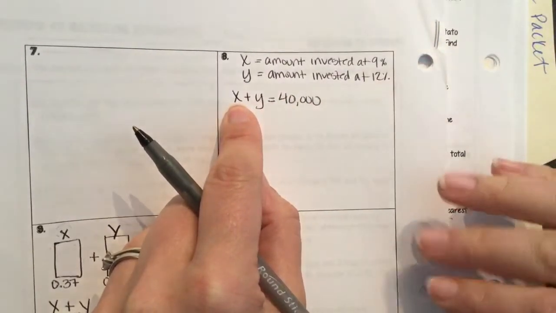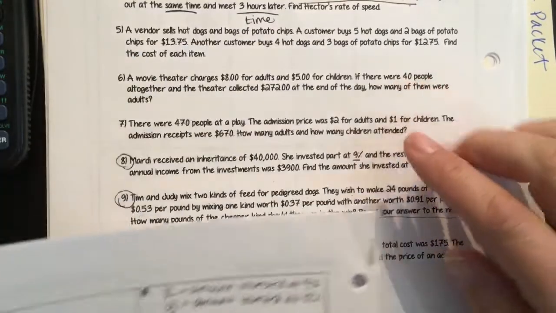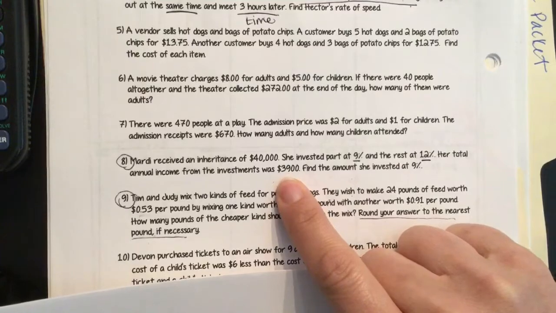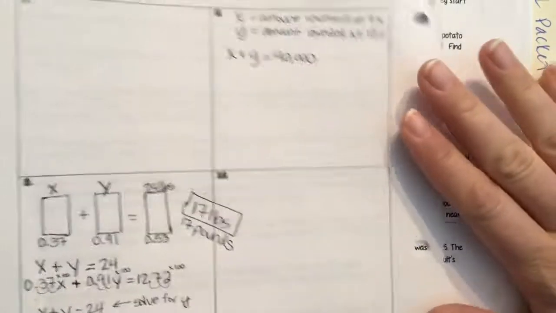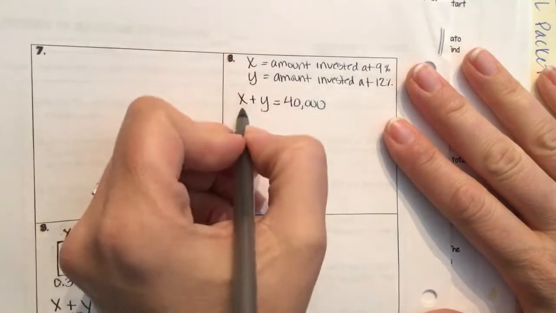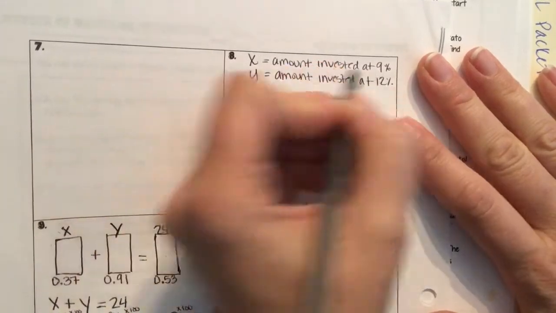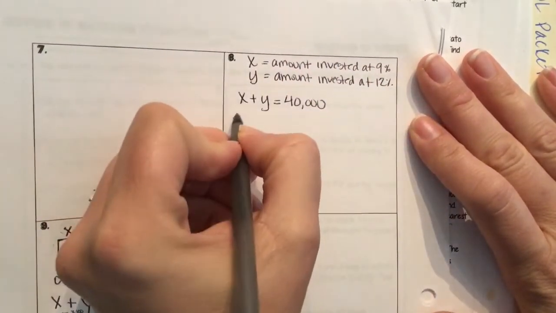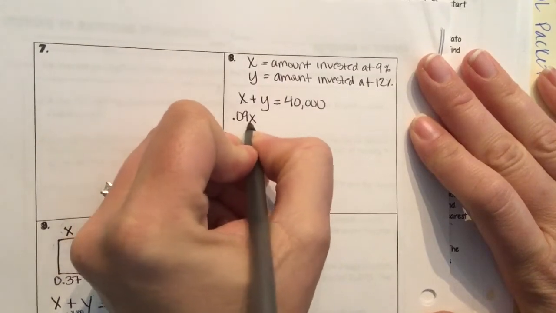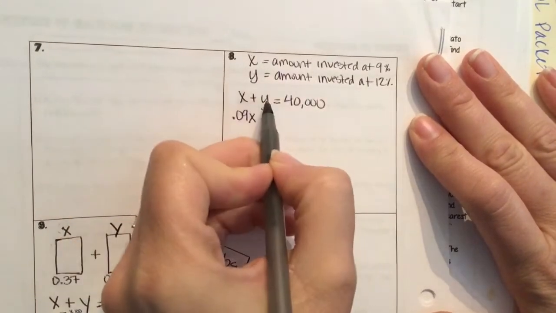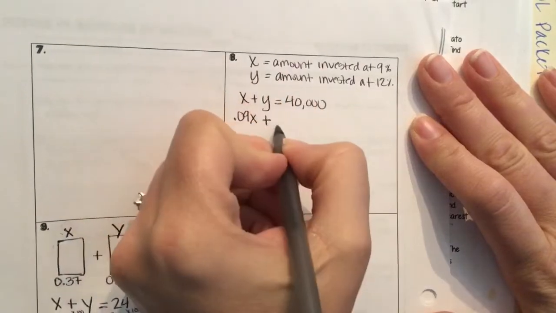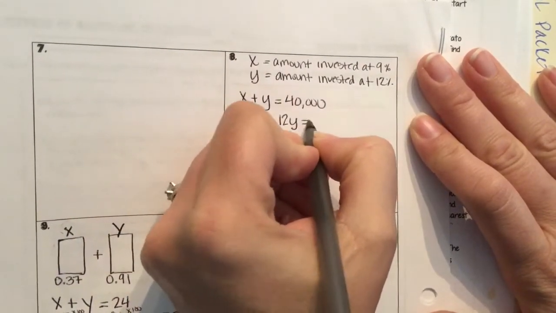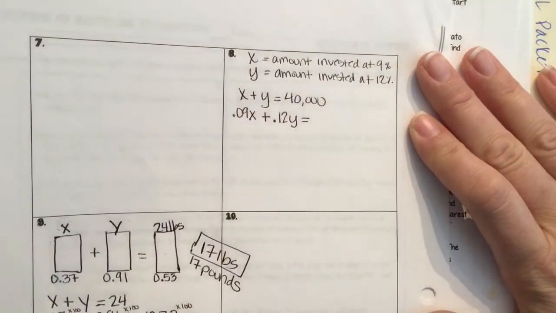Now let's figure out the investment piece. It says she invested some of it at 9%, some at 12%, and then she earned $3,900 from that investment. So investing this amount at 9%, 9% as a decimal is 0.09. Okay, and then she invested this amount at 12%, so as a decimal that would be 0.12. Has to equal what she earned from that investment.